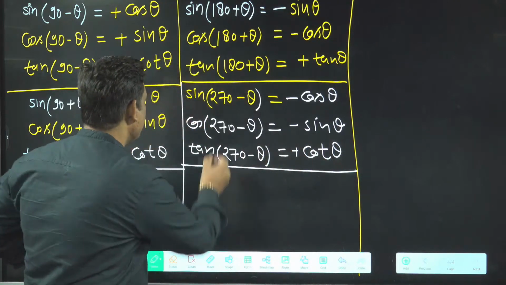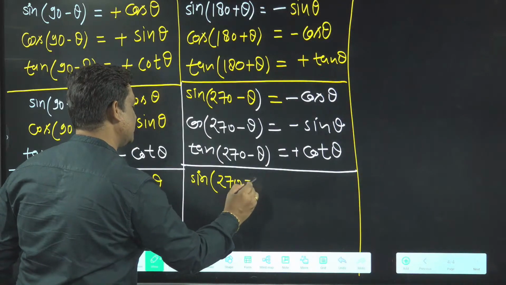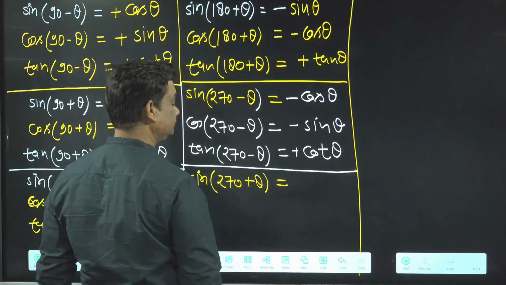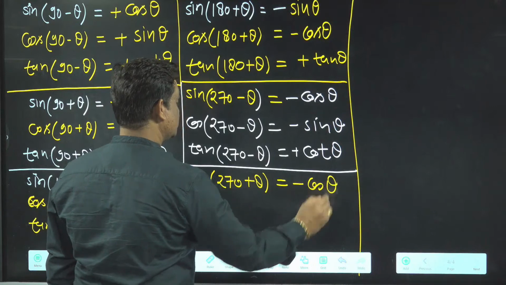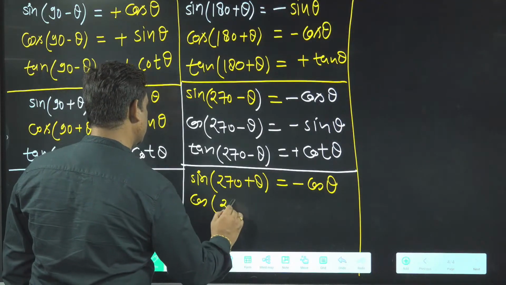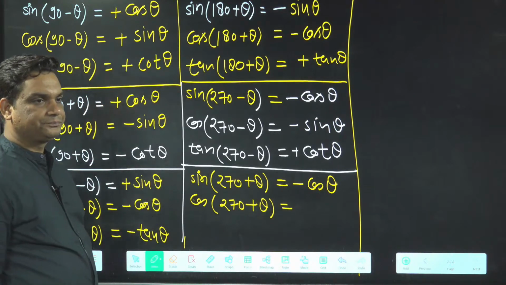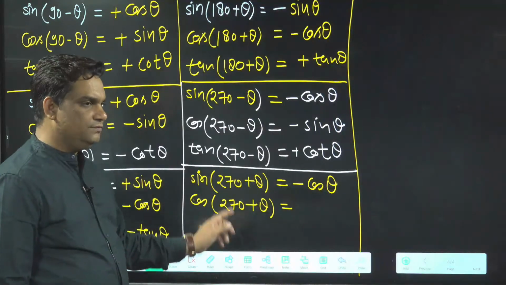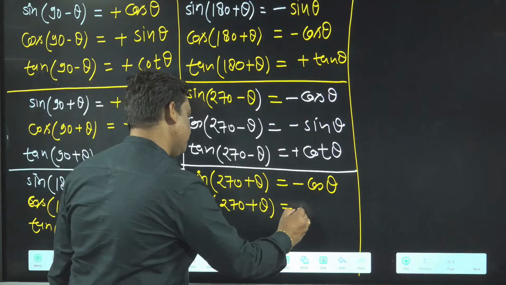Okay. Now, I'm going to ask the next one. So tell me the answer fast. 270 plus theta. Answer is minus cos theta. Okay. Then what about the cos 270 plus theta? It is cos. We can say fourth quadrant. Cos is going to be positive and positive.